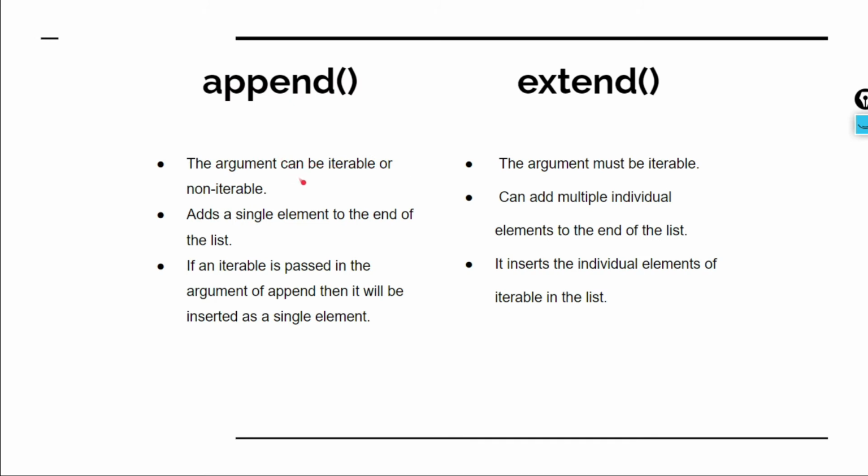The first difference we can see is in the argument. Append requires any value in the argument. This value can be of any type, iterable or non-iterable, whereas extend requires an iterable as the argument. Append adds a single element to the end of the list, while extend can add multiple individual elements to the end of the list. If an iterable is passed in the argument of append, then it will be inserted as a single element, and extend inserts the individual elements of the iterable in the list. Let's see this in example.